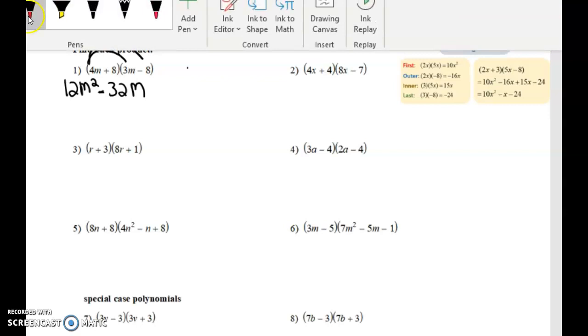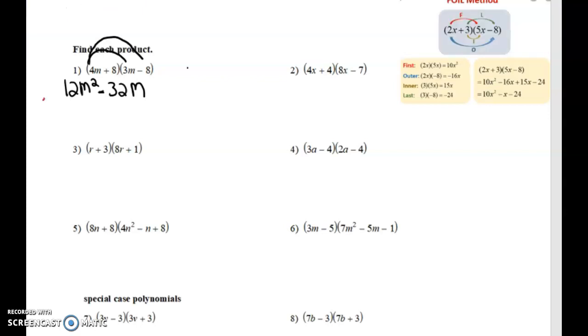All right, and I'm going to try a different color here. Now, we're going to do the inner term. So we're going to take the 8 and we're going to distribute it to these two terms. So 8 times 3 would be a positive 24m. And then the L in the FOIL is the last. That would be a positive 8, negative 8. So that's going to be a negative 64.